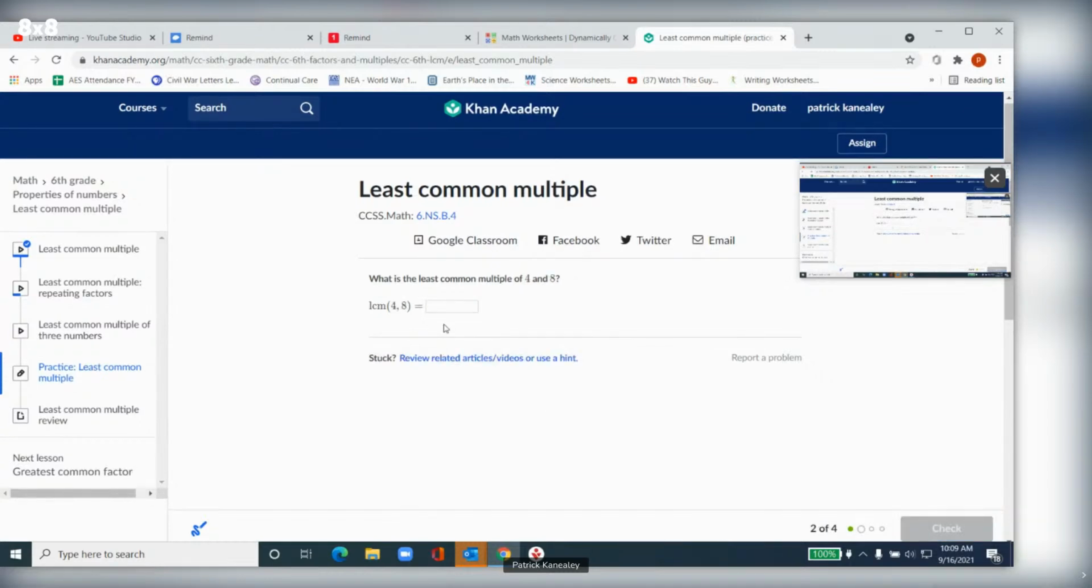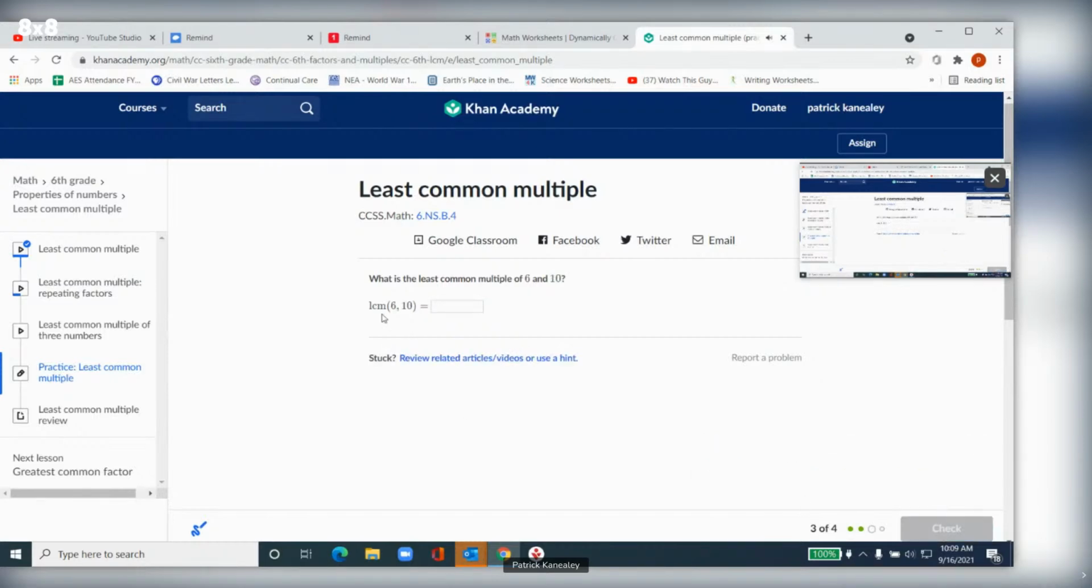4 and 8. Okay, remember what I told you? You always want to see if the smaller number will go into the larger number. So if we had 1/4 over 2/8, we know for the smaller denominator, 4 is going to go into 8. So our least common multiple here is going to be 8. Okay.